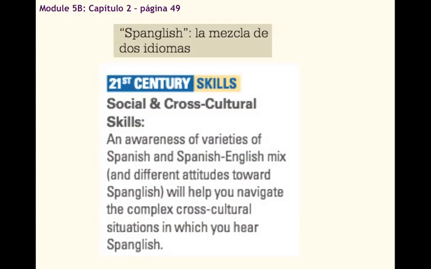Important as you're learning in social and cross-cultural skills and awareness of varieties of Spanish and Spanish-English mix and different attitudes towards Spanglish will help you to navigate the complex cross-cultural situations in which you hear Spanglish. The version of Spanish that we learn textbook-wise is kind of a pure university, college-level Spanish, but there are many, many varieties of Spanish that you'll hear in the Spanish-speaking world, plus mixtures of Spanglish.